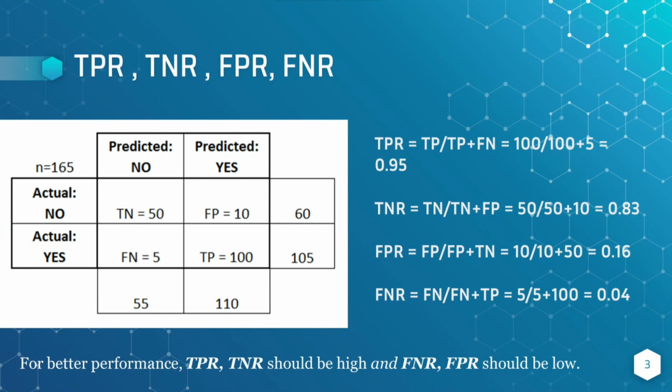For better performance, our TPR and TNR values should be high and FNR and FPR values should be low. Means both true negative and true positive should be high, and false positive and false negative should be low.